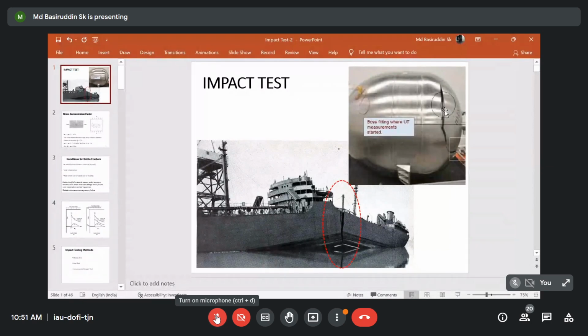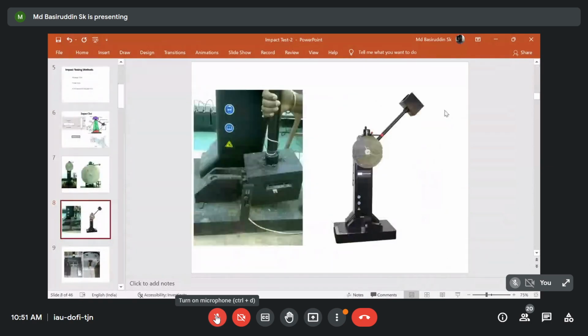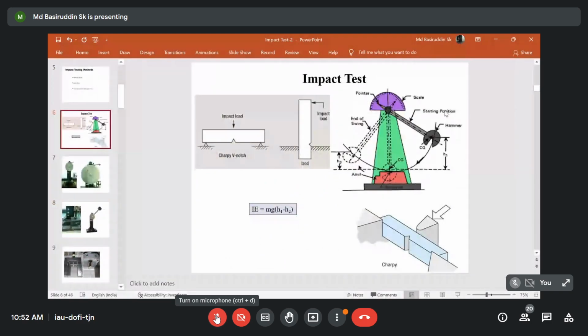So considering this particular situation, we try to recreate the situation by putting some notch or some crack in the material, and try to find out how the material behaves under impact loading conditions. Now in the Charpy impact test, what we can do is put the samples over the anvil, and then we apply the load in the opposite position of this particular sample, and then we try to find out the energy absorption capacity of this particular material by seeing the dial.